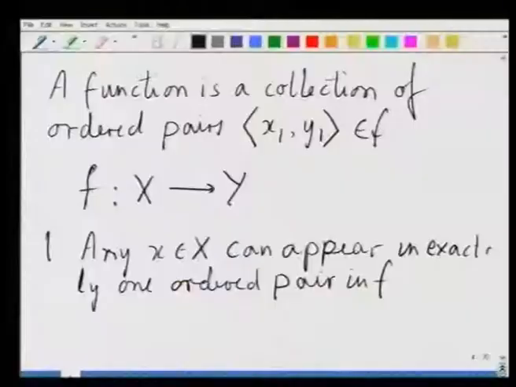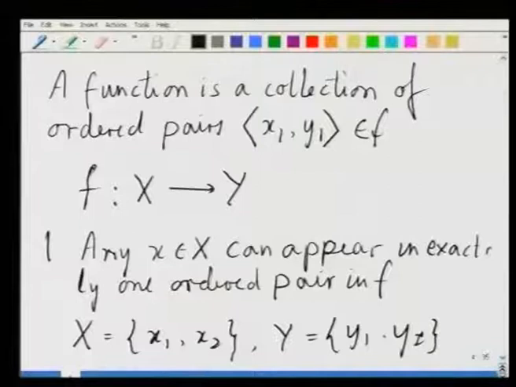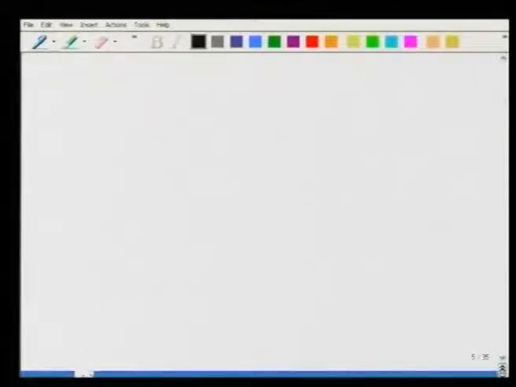Suppose I had said that x consists of x 1, x 2, y is the set y 1, y 2, then it is not conceivable to have a function like this.